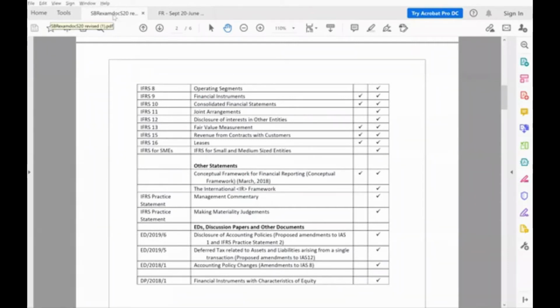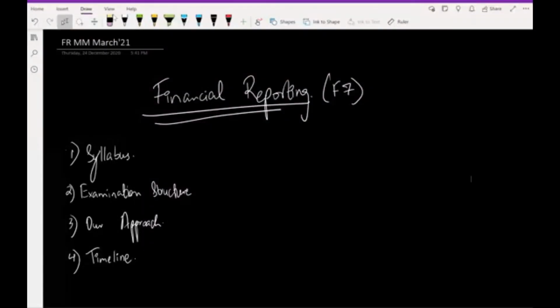Okay. Next thing, which is very important for you to know at this very stage, is the examination structure. Before I move on to the examination structure, I would like to discuss how we'll go about it. And this is the approach that I follow in all the papers that I teach. We will do a topic. Topic basically in this case is a standard.